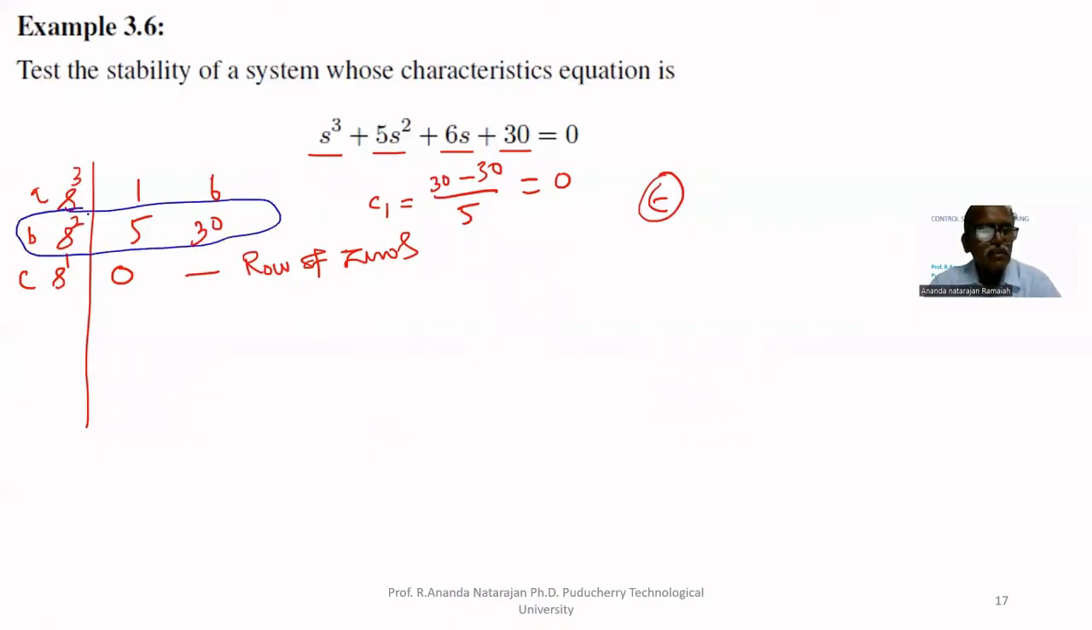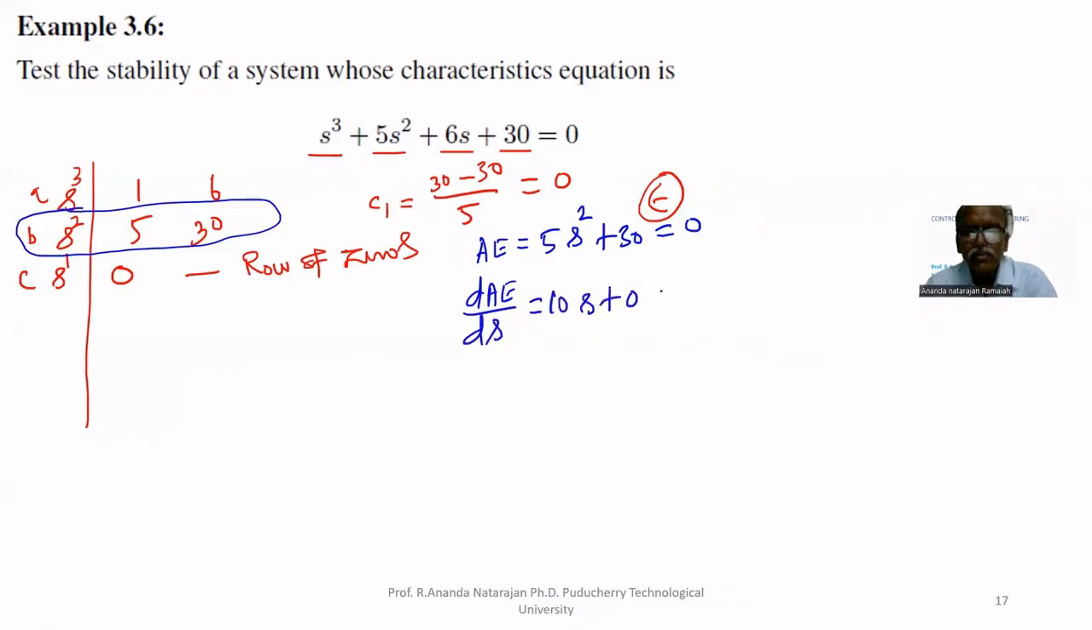We have to consider the S square row. That is called the auxiliary equation: 5s square plus 30 equal to 0. So we have to differentiate this, dAE by ds. We find that 10s plus 0, that is 10s. Therefore, S power 1 equal to 10. That's all.